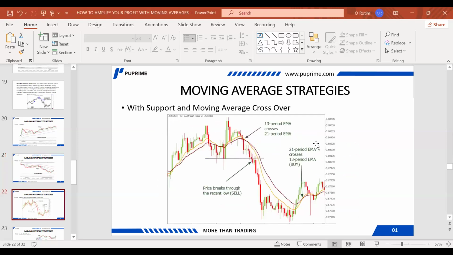Now, you can also use moving averages in combination with support and resistance. In this instance, we have a moving average crossover happening at a support level. Price broke the support, and automatically the moving average also crossed below the support, generating a bearish signal.